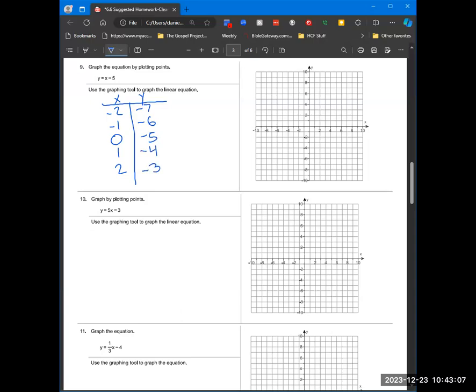So let's put these points on my graph paper. -2, -7 is there. -1, -6 is there. 0, -5 is there. 1, -4 is there. And 2, -3 is there. And you see the line that is formed here.